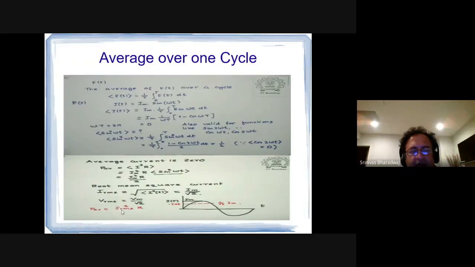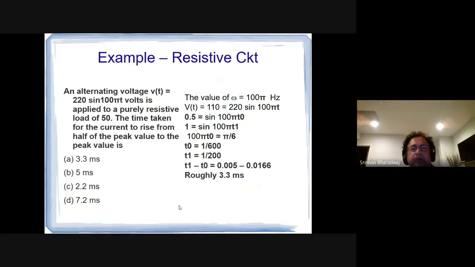Average power is IRMS squared times R, right? So if I gave you the IRMS, you just do IRMS squared times R. It is roughly 0.707, because 1 by root 2 is 0.707. Okay, so now let's take a look at this one.